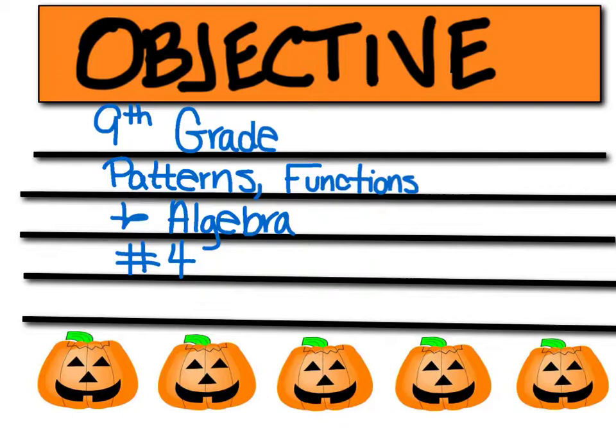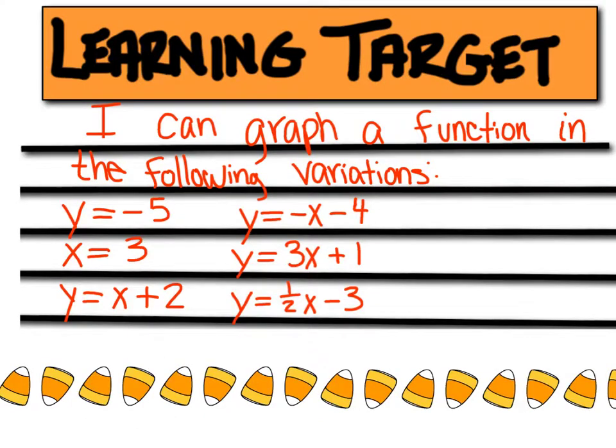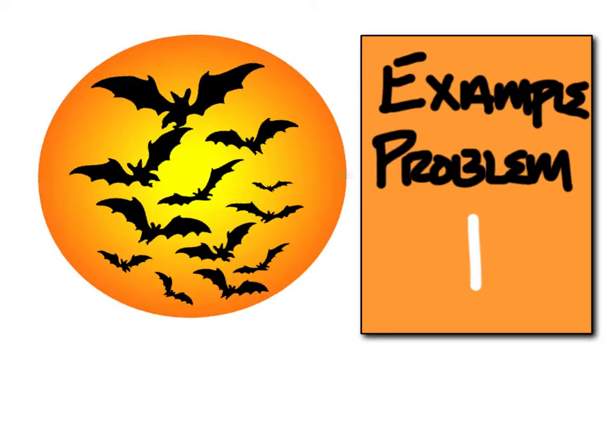Alright, our objective for today is 9th grade patterns, functions, and algebra number 4. Our learning target is we're going to graph a function, the following variations: y equals negative 5, x equals 3, y equals x plus 2, y equals x, negative x minus 4, y equals 3x plus 1, and y equals 1/2 x minus 3.